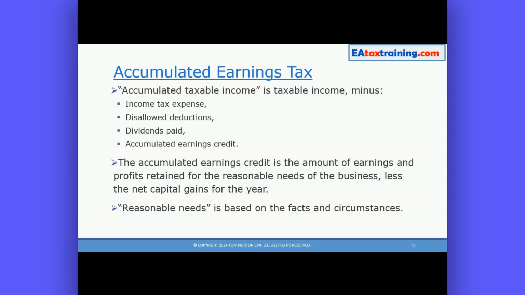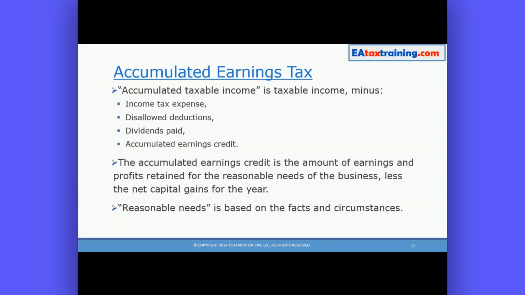So this reasonable needs, of course, is not a really black and white number. It is going to be somewhat subjective. It's based on the facts and circumstances, and as you might imagine, this is an area where corporations and the IRS often disagree, and so there's a lot of litigation around what are reasonable needs, and therefore how much is this accumulated earnings credit?